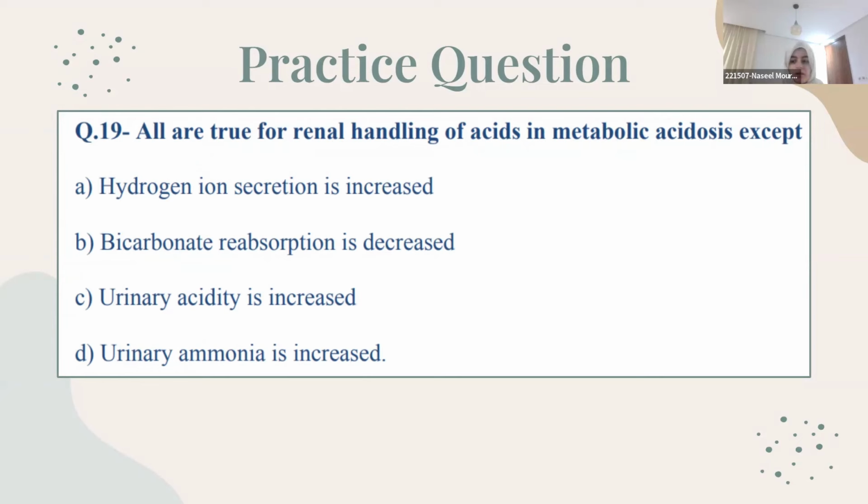Okay. Now this last question. All are true for renal handling of acids and metabolic acidosis, except which of the following? Now this goes back to that figure of the tubules and when we had the excretion and reabsorption. So people are saying B. The bicarbonate's reabsorption is decreased in metabolic acidosis. You're correct. Okay?